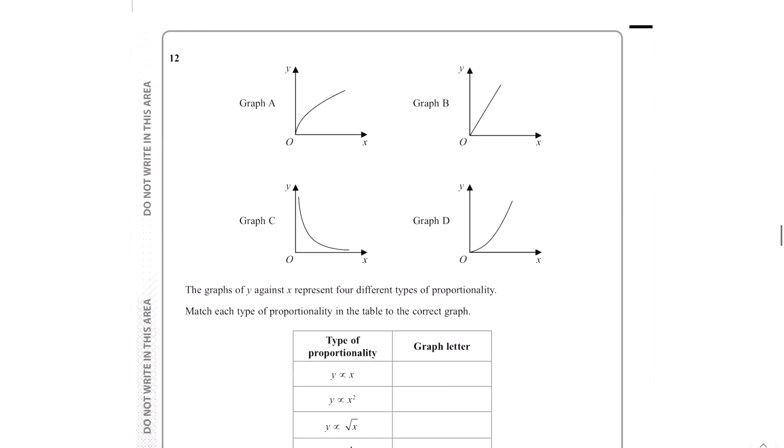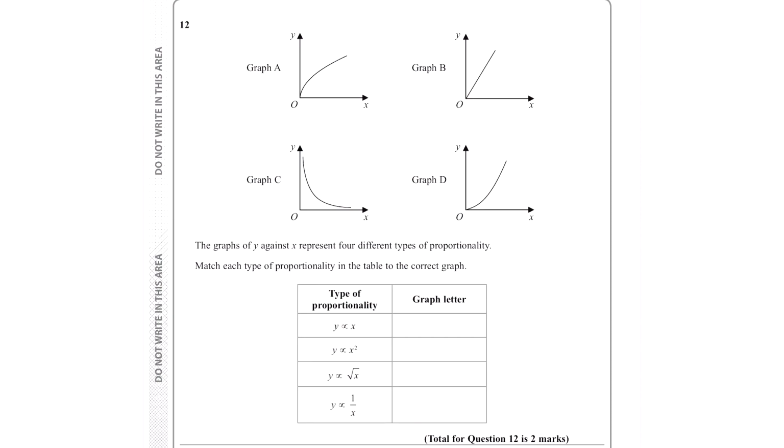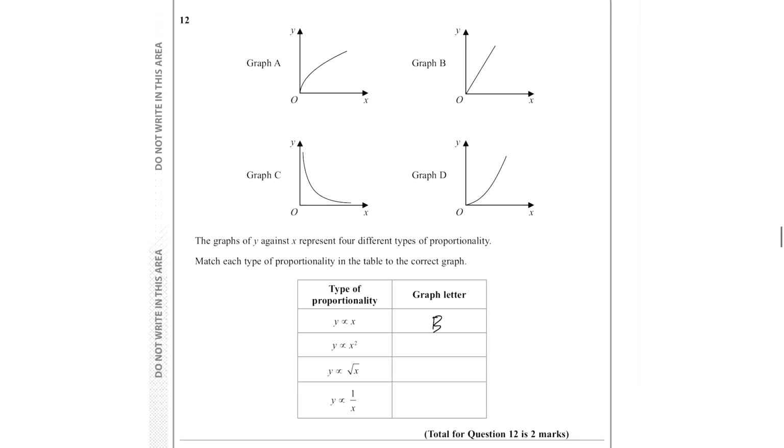It says the graphs for y against x represent different types of proportionality. Match each graph. The first one is saying y is directly proportional to x. So that is going to be b. They both increase at the same time. Then we've got y is equal to x squared. Remember, the x squared graph looks something like this, and that's the closest one there. And then we have y is proportional to the square root of x. That is going to be a. And then we've got y is proportional to 1 over x, and that is going to be c.